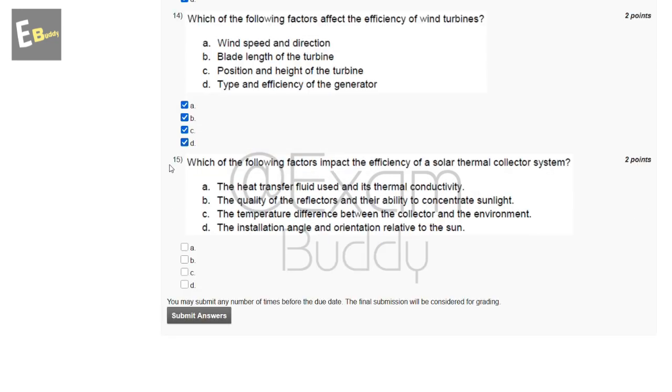Now the 15th question is, which of the following factors impact the efficiency of a solar thermal collector system? So these are the options, and the answer of our 15th question is A, the heat transfer fluid used and its thermal conductivity, B, the quality of the reflectors and their ability to concentrate sunlight, and C, the temperature difference between the collector and the environment, and D, the installation angle and orientation relative to the sun. These are the answer of our 15th question.